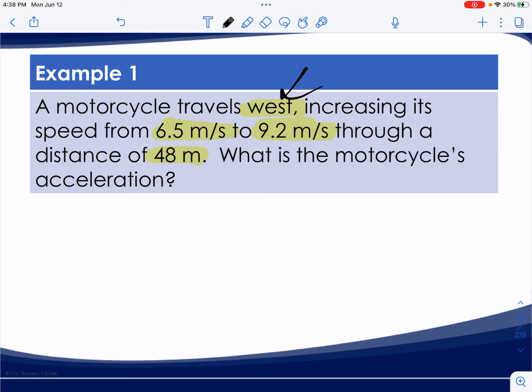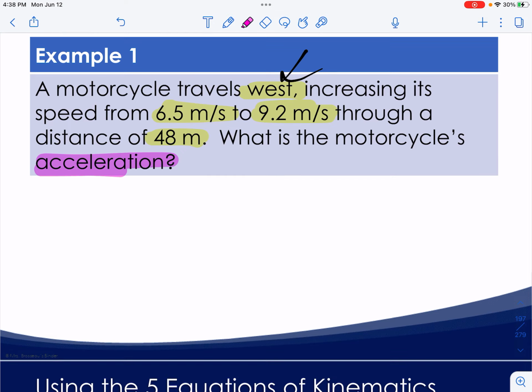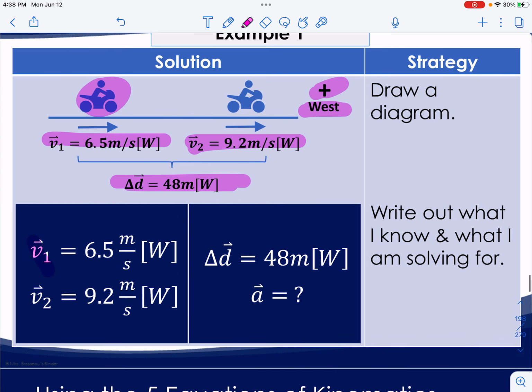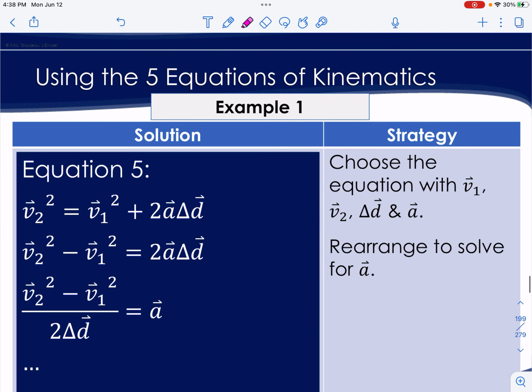And what we are looking for, and I'll highlight that in a different color, is acceleration. Okay, so let's see how we solve this. First we draw a diagram. So we have V1, a motorcycle, heading west, and we're saying that west is positive. And V2 is 9.2 meters per second west. Our displacement, or change, is 48 meters west because it's heading west, so it's going to be moving further west. Okay? And so we have V1, V2, delta D, and it's looking for A. Using the 5 equations of kinematics.